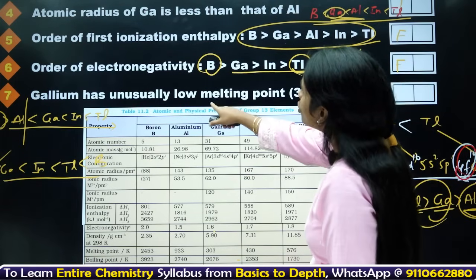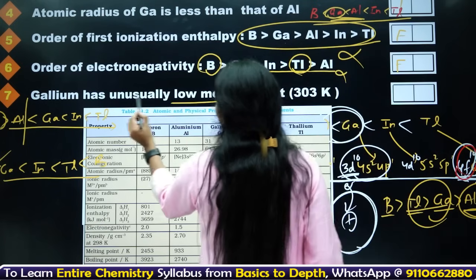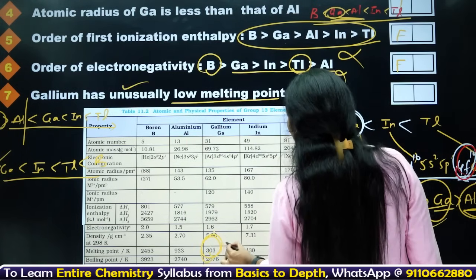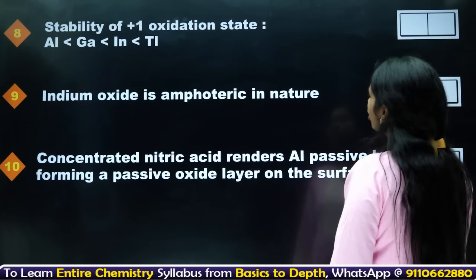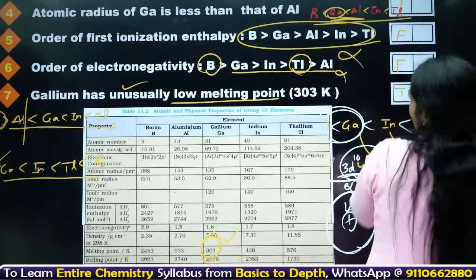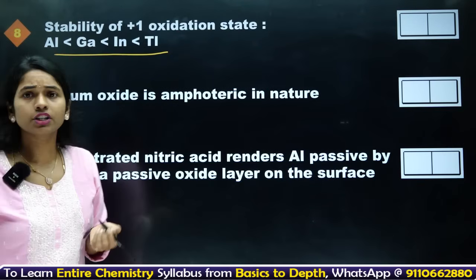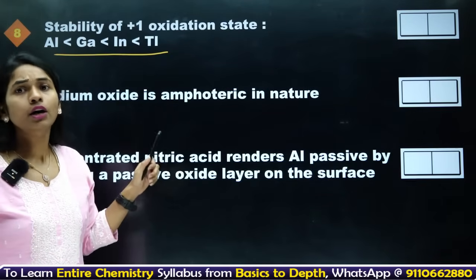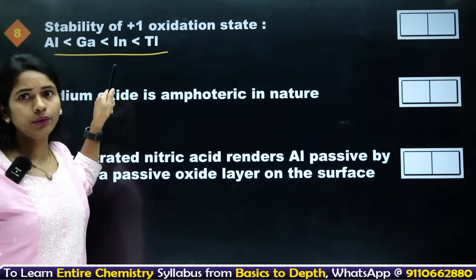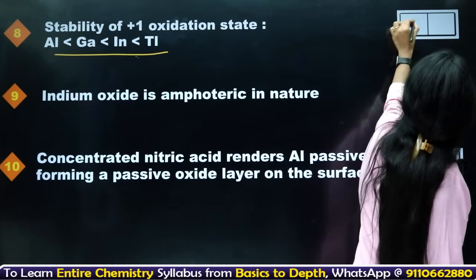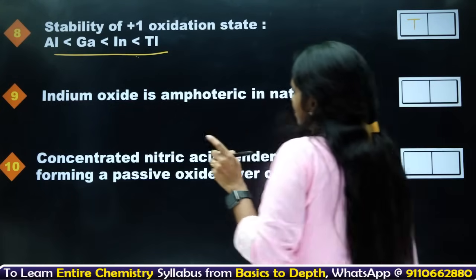Gallium has unusually low melting point. Yes, correct. How much is the melting point? That value should be fixed in your mind. 303 Kelvin. So this is a true statement. Stability of +1 oxidation states. What happens, students? True or false? Tell me the answer. Correct? If you get the correct answer, give one like please.